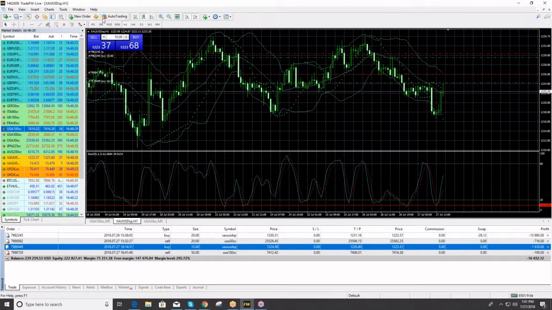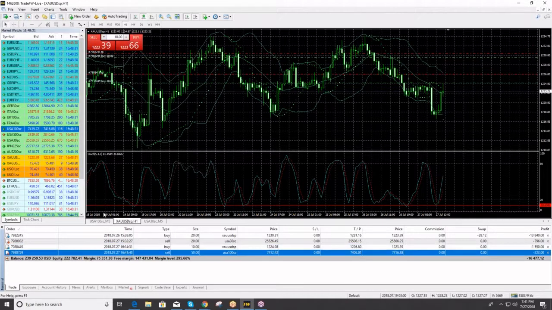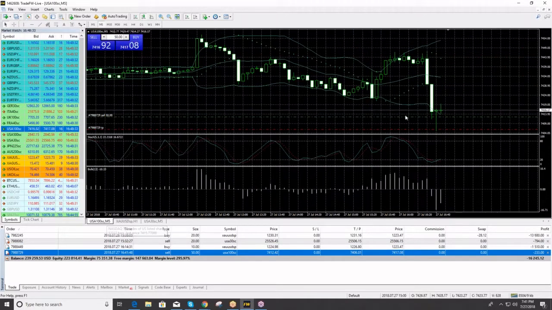Okay, USA 100 started to move again in my favor. Yeah, there we go. It's getting there, it's getting there. Come on, this will be my last position for today, which I want to close. Guys, come on.